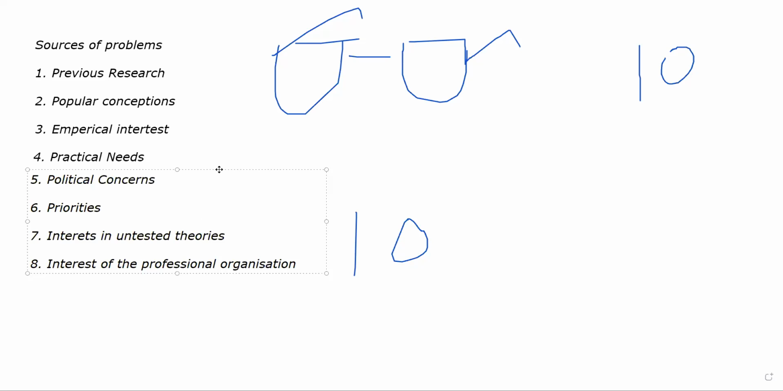Now these are 8 ways through which you can find problems. All right. So we'll discuss about problem statement in the next class. I hope you understood what is the introduction to research problem, what are the sources of research problems, and how you can identify different sorts of problems around you.